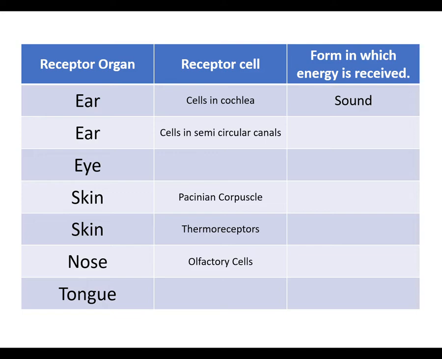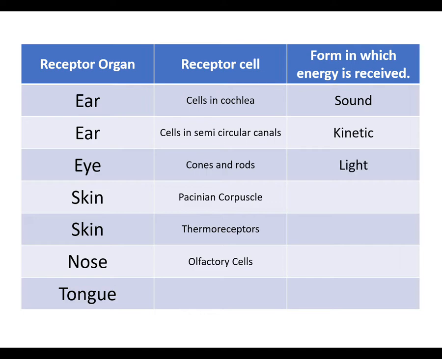Also located in your ear are your semicircular canals. Your semicircular canals are to do with balance. So they ensure that you're upright, you don't fall over, and they respond to kinetic energy, the movement around you. In the eye, I've left this one blank because you should know this. It is cones and rods. Cones detect colour, rods detect light intensity, so it's light energy.